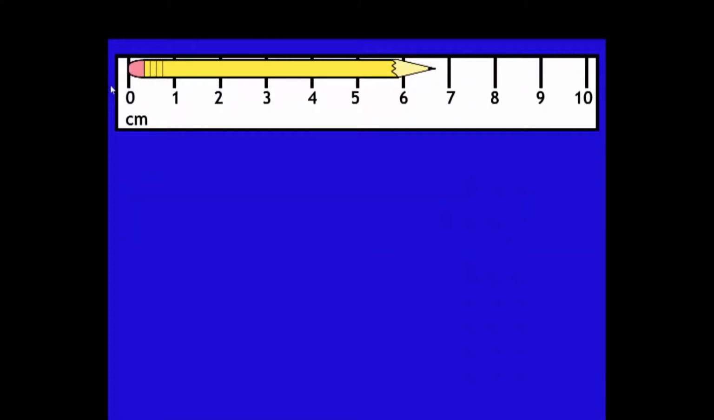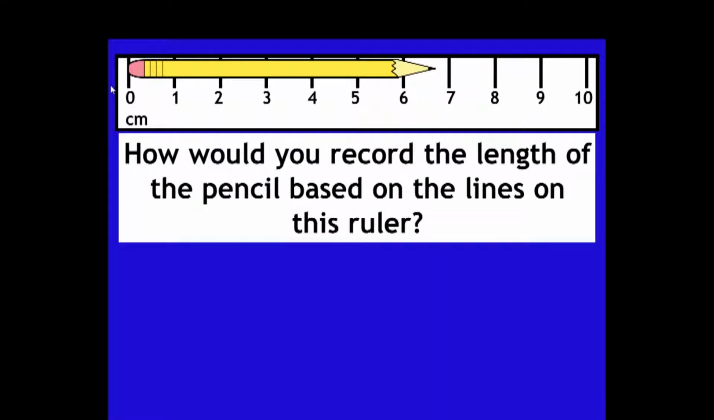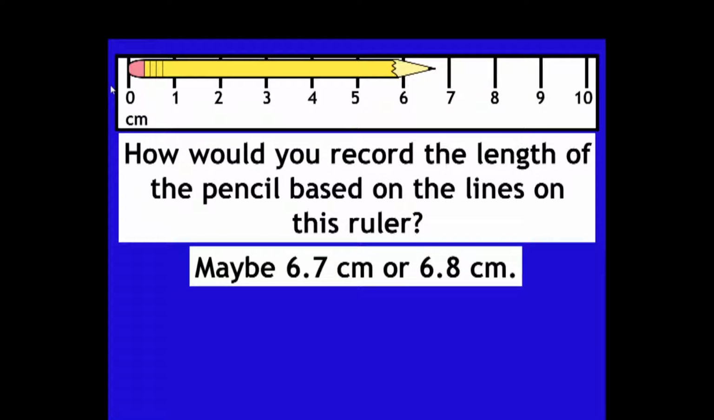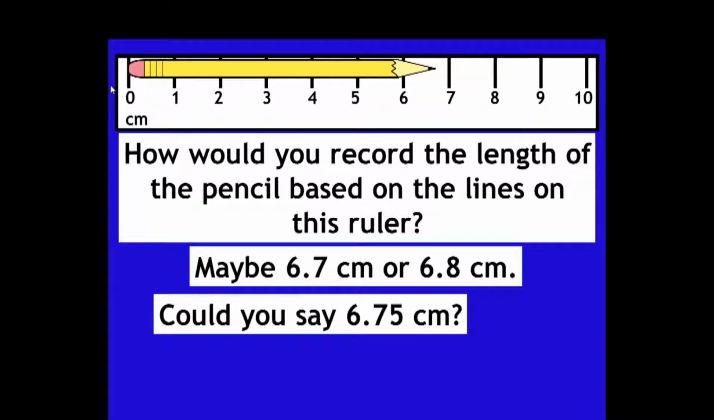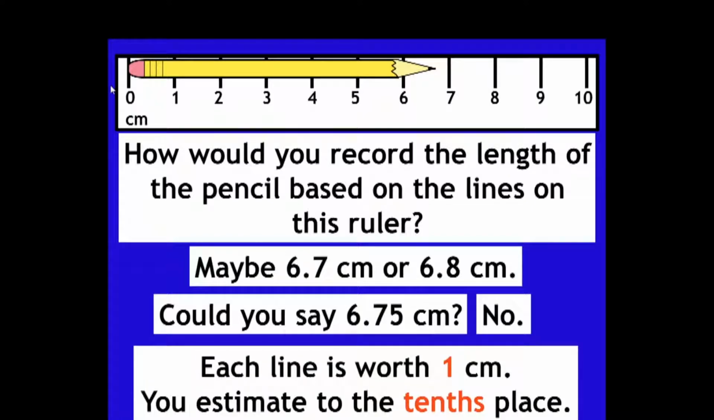Now suppose we have a ruler in which every line that's printed on the ruler is worth 1 centimeter. We can estimate to the 10th place. So perhaps you might call this 6.7, or perhaps you might call this 6.8. Could we say that this ruler gives us a measurement of 6.75? And again, the answer is no, because every line is worth 1 centimeter, so we can only put the estimated digit 1 power of 10 smaller than what these lines are worth. So 6.7, 6.8, but we could not go out to the 100th place. We just don't have that level of precision with this ruler.